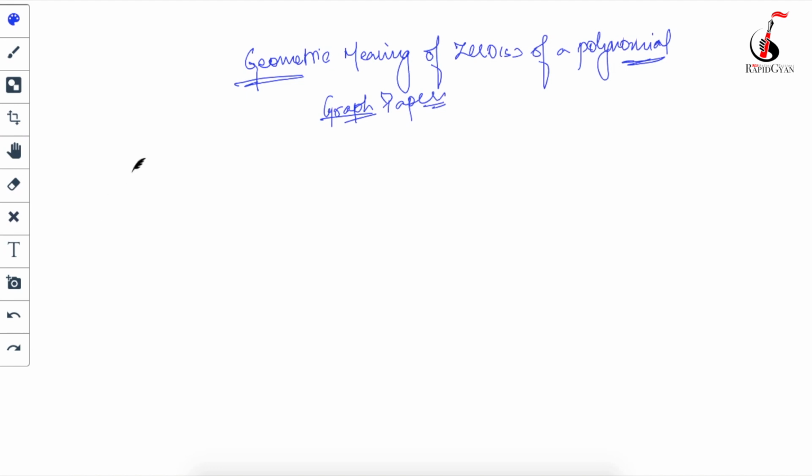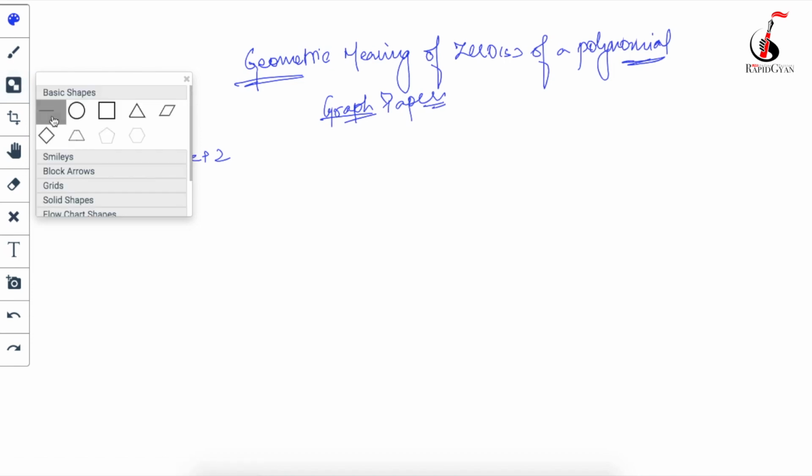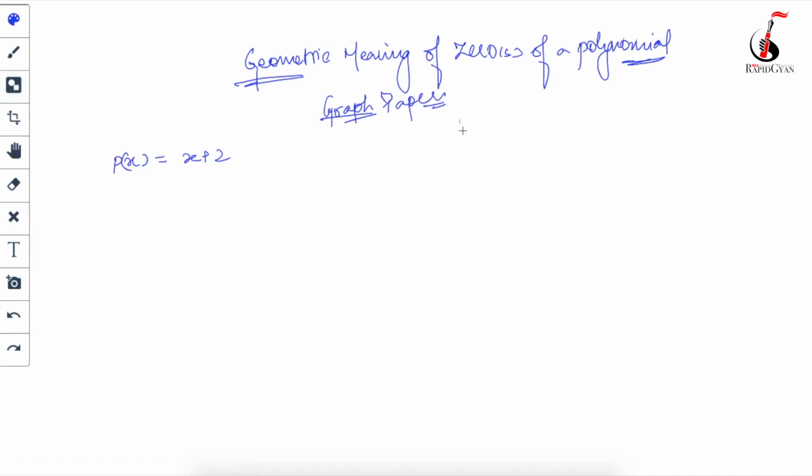So let's take a linear polynomial. I am going to take p(x) equal to x plus 2. Now we will have to draw this on the graph paper. Hope you know how to draw a linear polynomial on graph paper, you have studied it in class 9th. Those who don't know, anyway, I am going to explain.